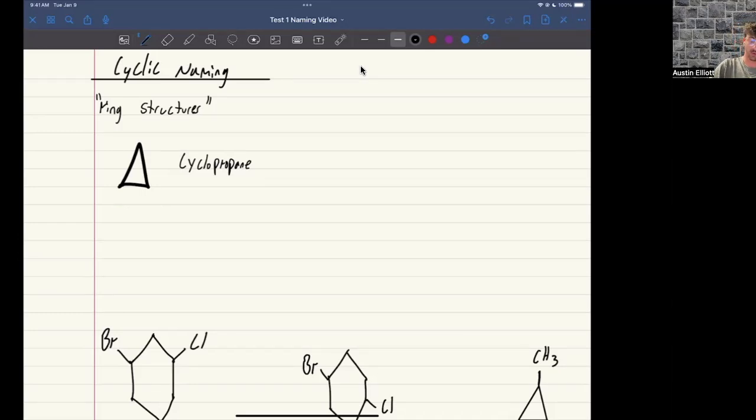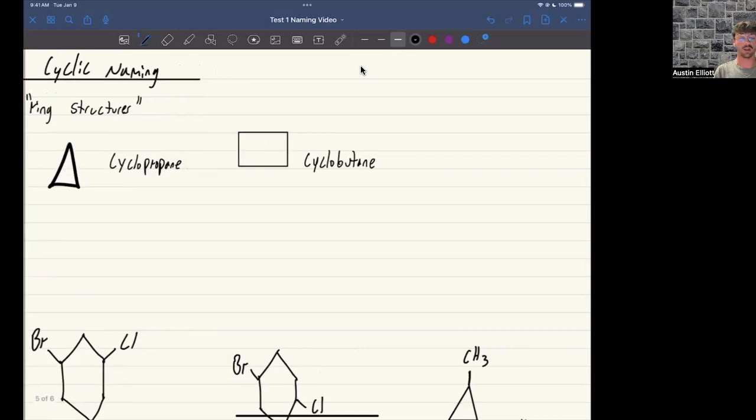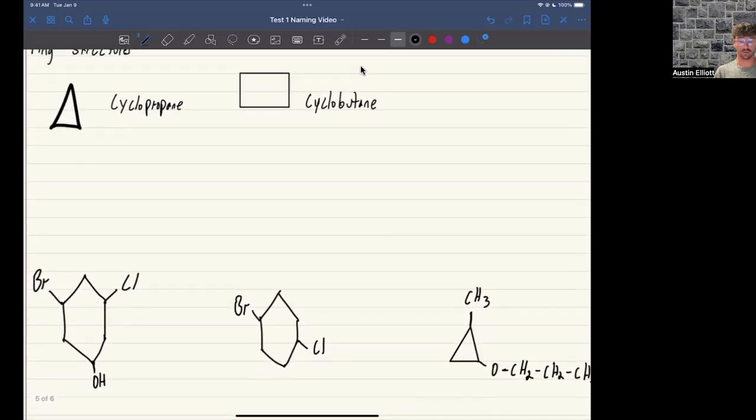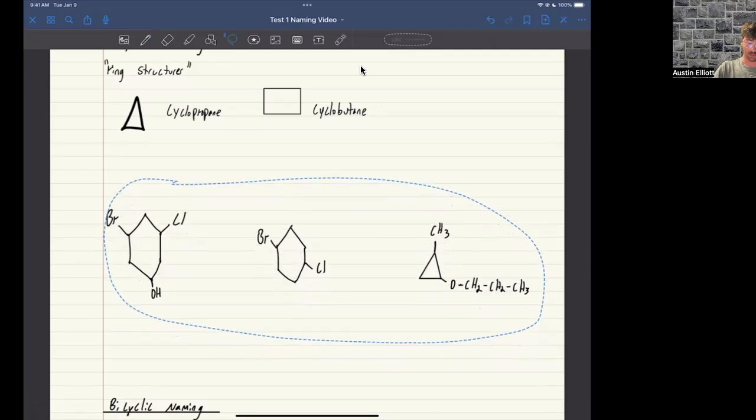And this works the same for butane. We'll have a little square right here, and this is going to be cyclobutane. And this would work the same going through pentane, hexane, and all of those structures. So let's do a little practice down here with some of these structures.